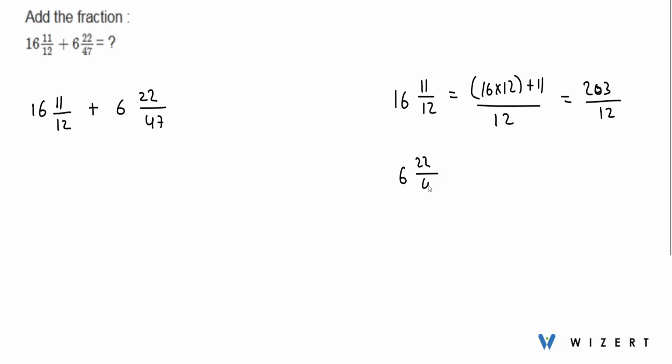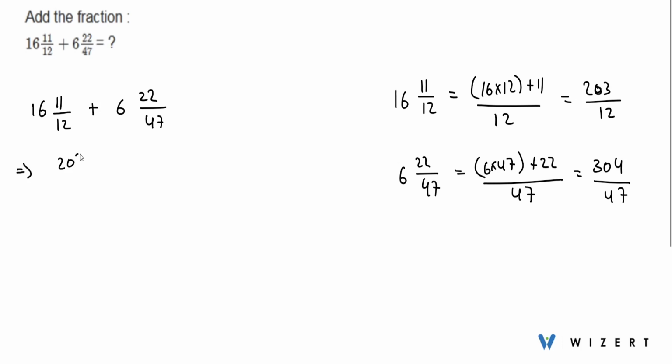And 6 22 upon 47 will be 6 multiplied by 47 plus 22 upon 47. So 6 multiplied by 47 is 282, and 282 plus 22 is equal to 304. So we will have 304 upon 47. So 16 11 upon 12 is equal to 203 upon 12, and 6 22 upon 47 is nothing but 304 upon 47.